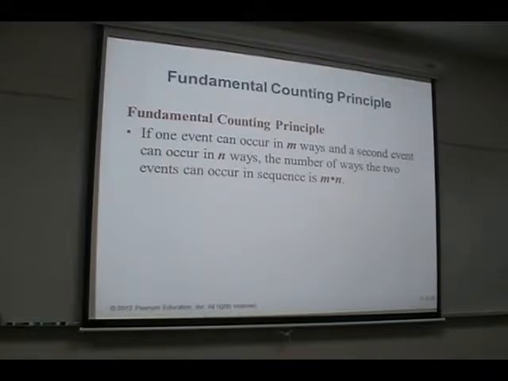Okay. It starts talking about the fundamental counting principle. If one event can occur in m ways and a second event can occur in n ways, the number of ways the 2 events can occur in the sequence is m times n. We said this a while ago. That's what I did when I was saying, how many choices do we have for flipping a coin? And you told me 2, and we said, how many choices do you have for rolling a dice? We said 6. And what do we do to the 2 and the 6? We multiply them together. That's what gave us 12 choices. That's all the fundamental counting principle is.